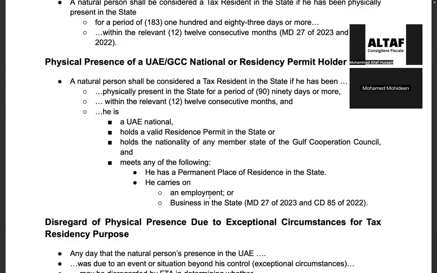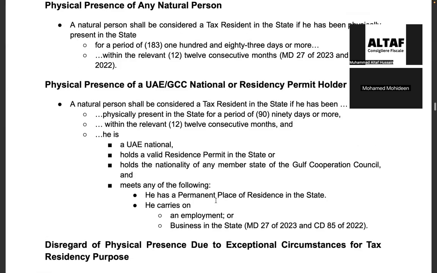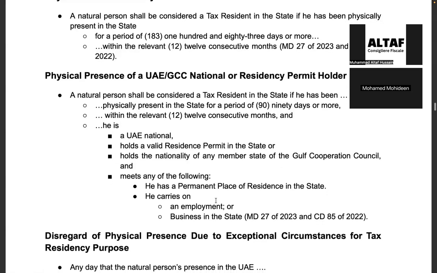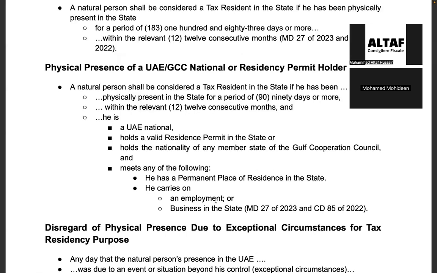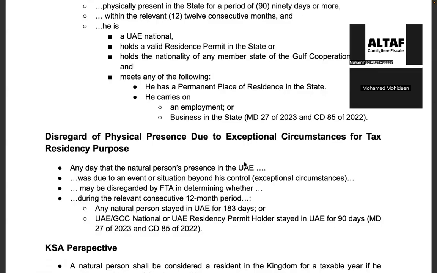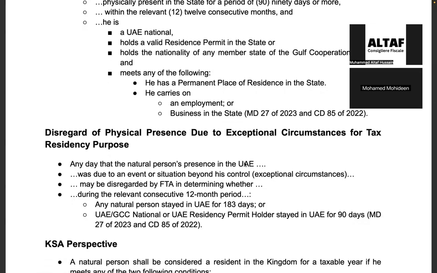So if any of these conditions is met, one, two, three, the person will become a tax resident of UAE. Is there any concern or clarification needed on this? No? Okay, disregard of physical presence due to exception. There can be circumstances where a person was stuck in UAE or outside UAE.